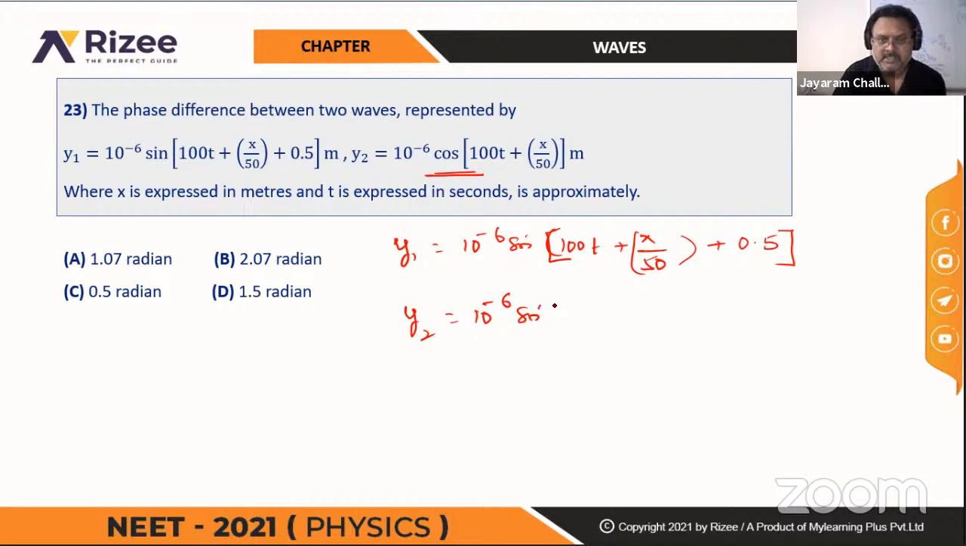This is the sine term of, so how much should I write here? Same thing, 100t plus x by 50, both of them are the same. Sine of 90 plus theta is cos theta. This is going to be plus 90. 90 means 3.14 by 2, that is 1.57.